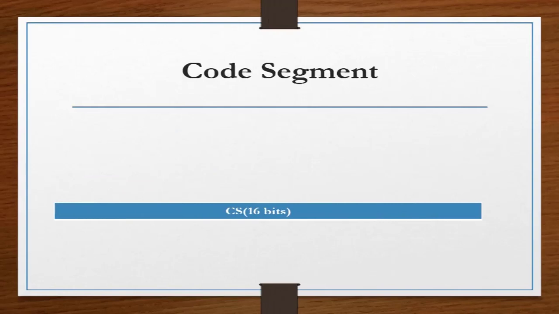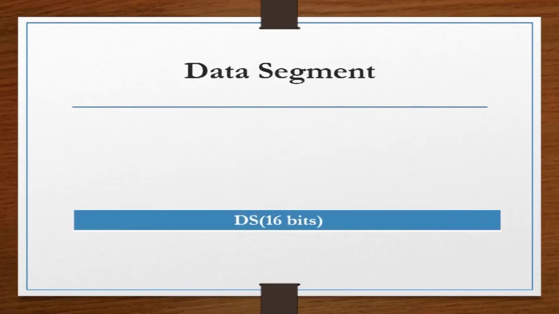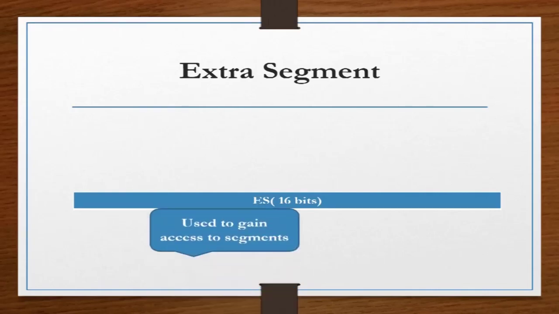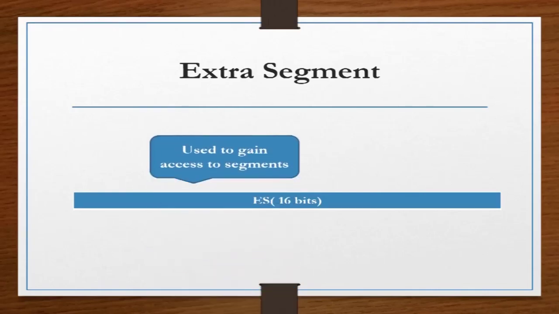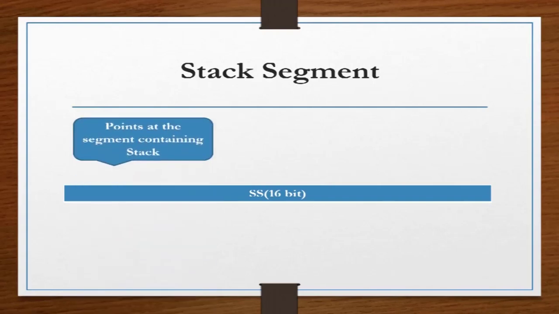Code segment, CS, is also 16 bits and points to the segment containing the currently executing machine instructions. DS, or data segment, is also 16 bits and points at the global variables. Extra segment, or ES, is 16 bits. 8086 programs often use the ES register to gain access to segments when it is difficult to modify the other segment registers. Stack segment, or SS, is a 16-bit register.